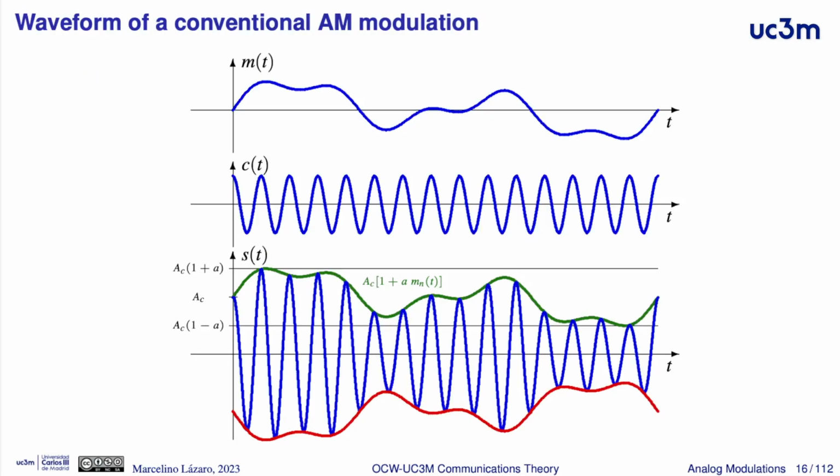In this picture, we have an example of a modulating signal, the information signal. Here we have a sinusoidal carrier with a fixed amplitude, a fixed frequency, and a fixed phase. And here we have an example of an amplitude modulated signal. Now, the amplitude of the carrier is not constant, it is modified according to the information that is transmitted. This is a typical example of the waveform for an amplitude modulated signal.